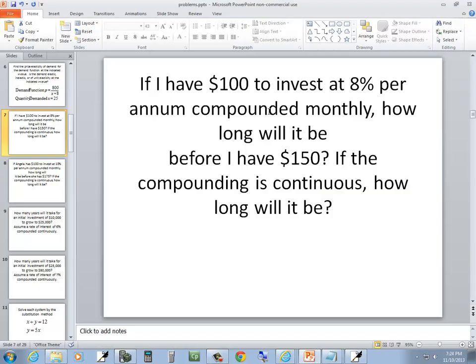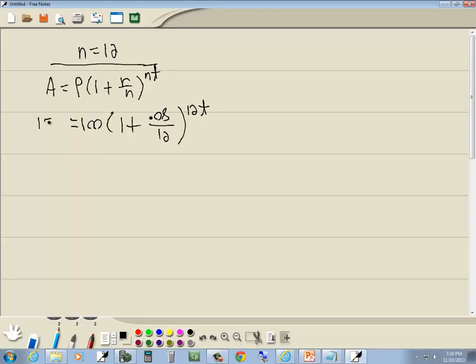12t. It says how long will it be before I have 150. So they're wondering how long before the ending amount is 150. Well, this is an exponential equation, and we want to get the part with the variable in the exponent by itself. So we're going to divide both sides by 100. Like this.